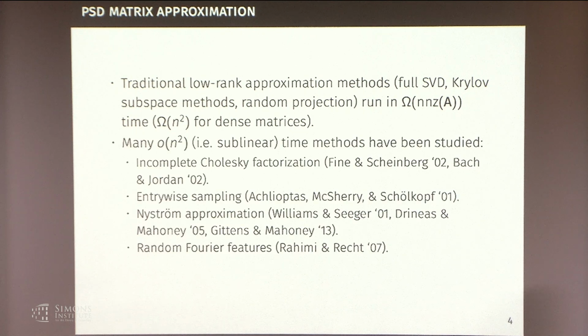And when n is large, we want to totally avoid this. So there are a lot of methods that have been proposed that require less time, that basically require little o of n squared. Think of this as being sublinear time. You're going to try to get an approximation without reading your full matrix K.